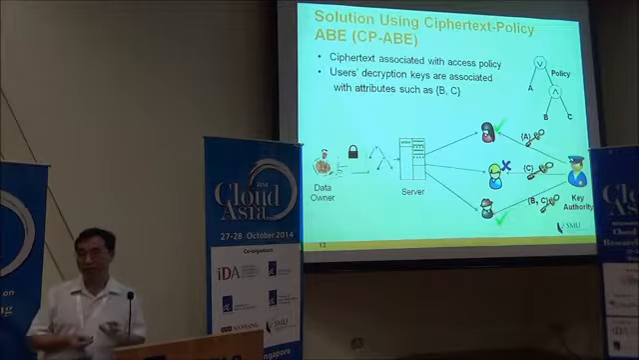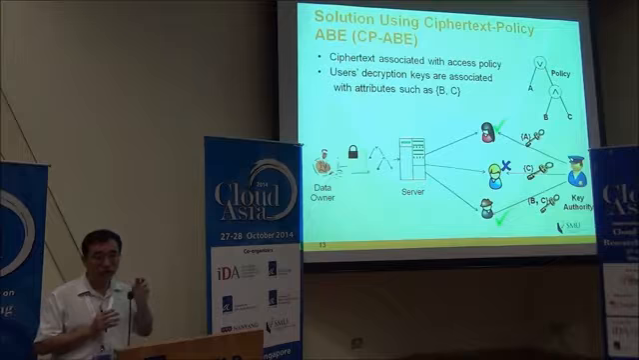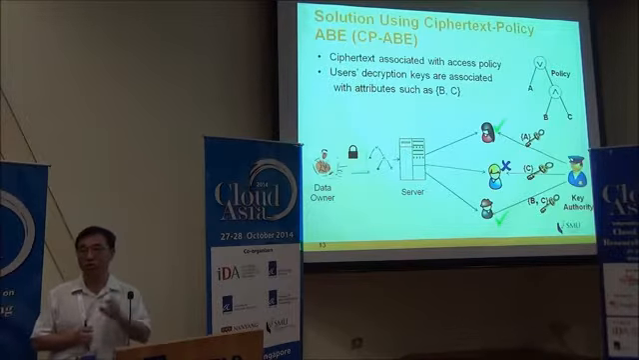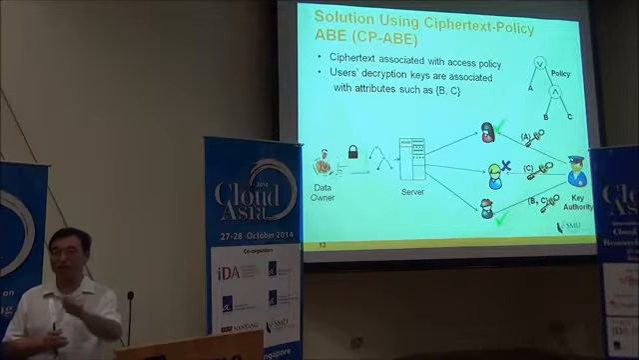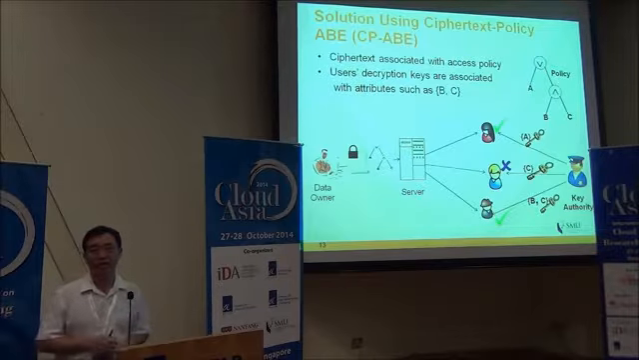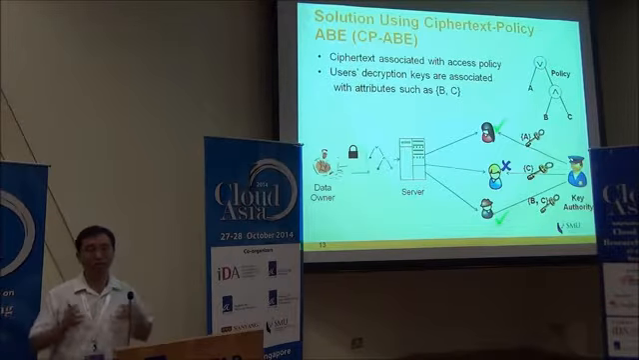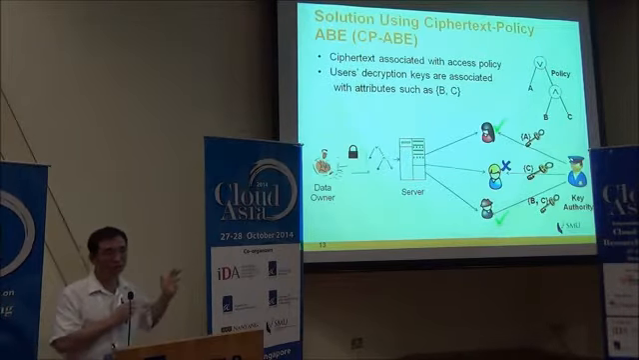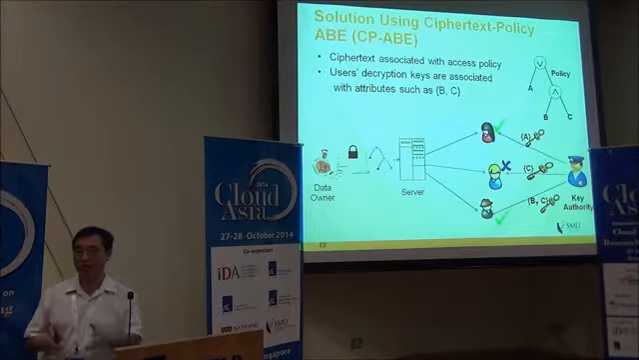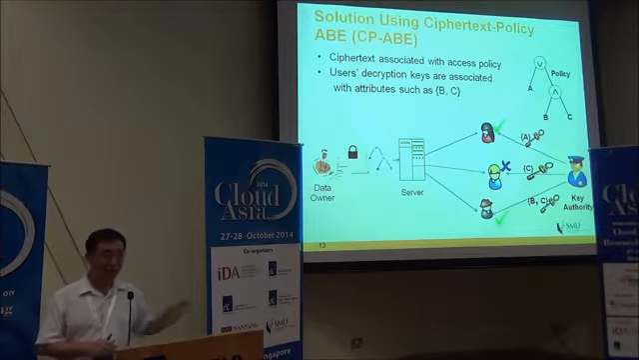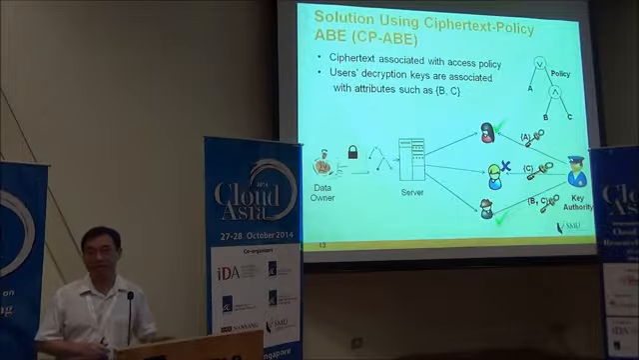So this is the beauty of attribute-based encryption. When you perform encryption, you do not have to know each individual potential user. You just describe your access policy based on the users' attributes. So in that sense, it is very scalable.